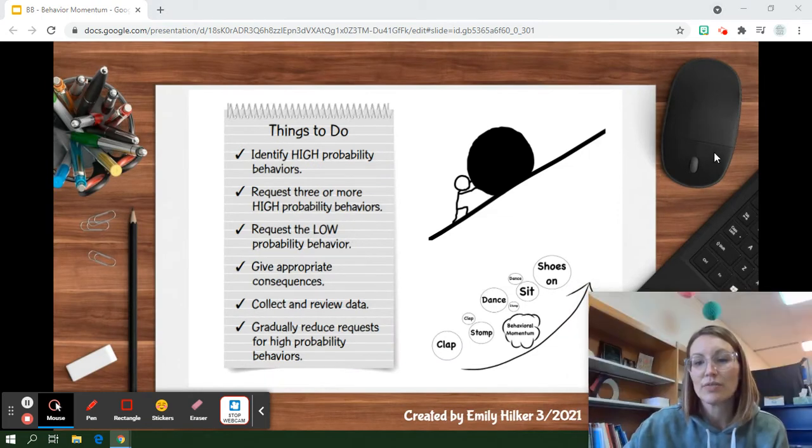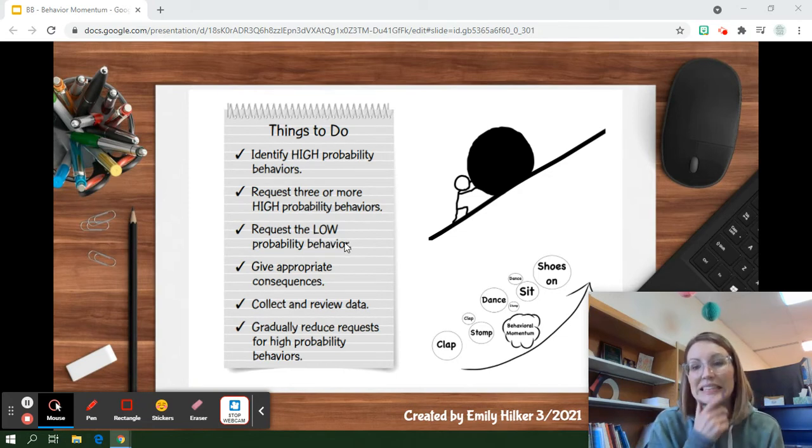So here's some directions for behavior momentum. Things that we should do. Identify some high probability behaviors, some things that the students are likely to do. You want to have maybe 3 or more that you're going to be able to give quickly. Then you want to give your low probability behavior, something that you are like, I'm not sure if the student's going to really like doing that. And you need to have some appropriate consequences in your mind for if they don't follow through.